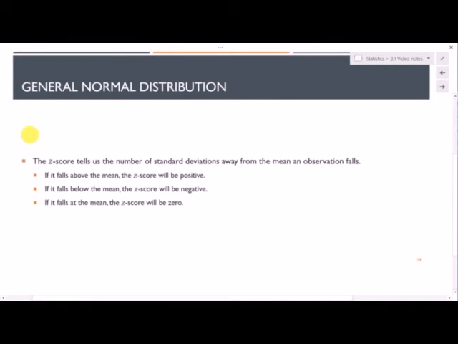So the z-score tells us the number of standard deviations away from the mean an observation falls. If it falls above the mean, the z-score will be positive. If it falls below the mean, the z-score will be negative. And if it falls at the mean, the z-score will be 0.